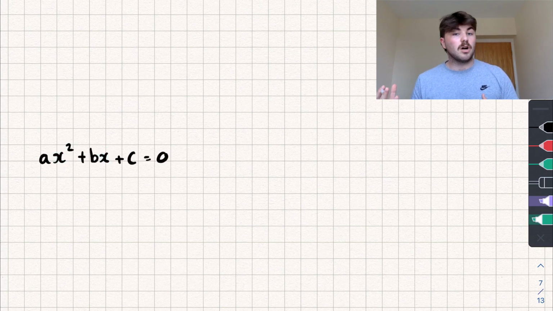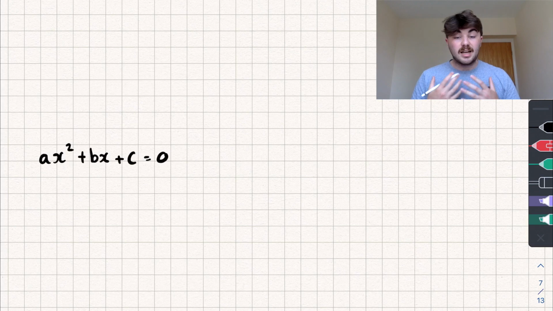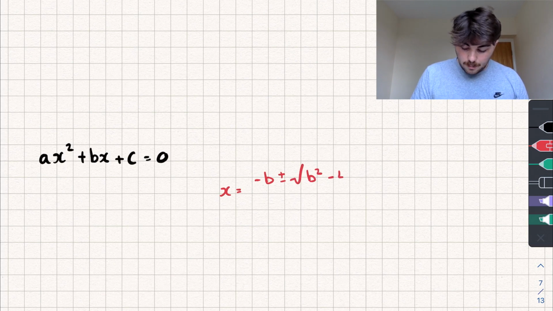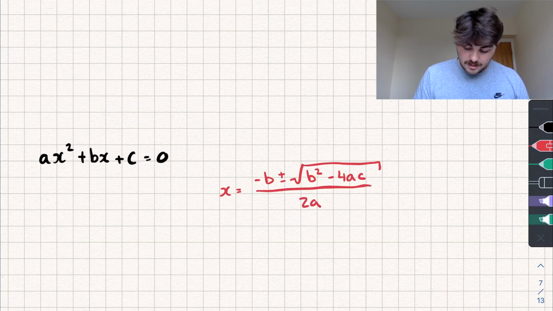Now we could factorize it, or we could complete the square like we've looked at previously, or we could use the quadratic formula, and it tells us that the values of x that solve this equation are going to be equal to negative b plus or minus the square root of b squared minus 4 times a times c, all divided by 2 times a.